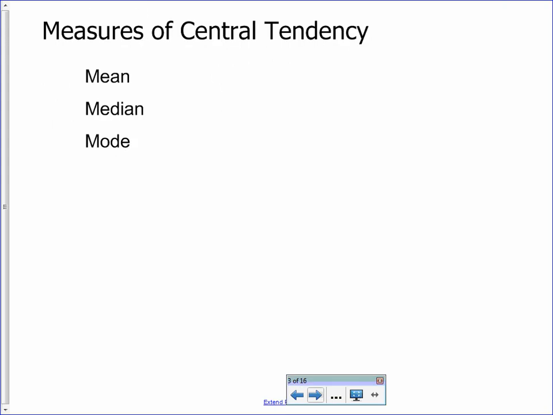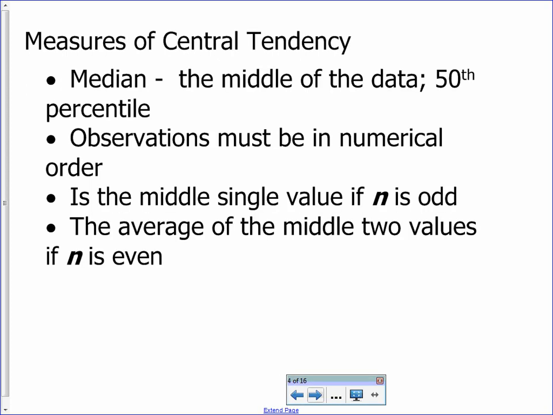So there are three main measures of central tendency, and I'm going to go through this pretty quick because you've seen these since like 6th grade. Mean, median, and mode. The median is, we'll do first, it's the middle of the data. It's the 50th percentile, and this is a big deal, the 50th percentile. So all you do is you put the observations in order, and you circle the middle number if they're odd. If they're even, you find the two middle numbers, and then you find the average.